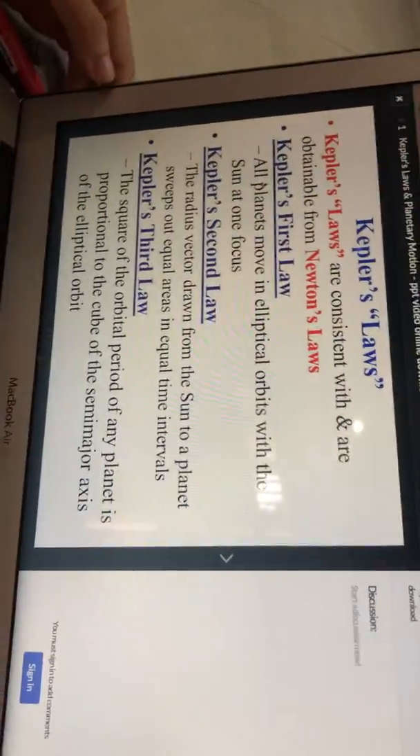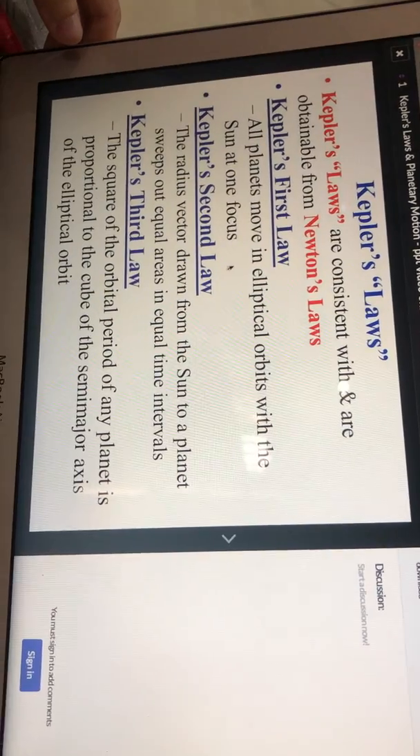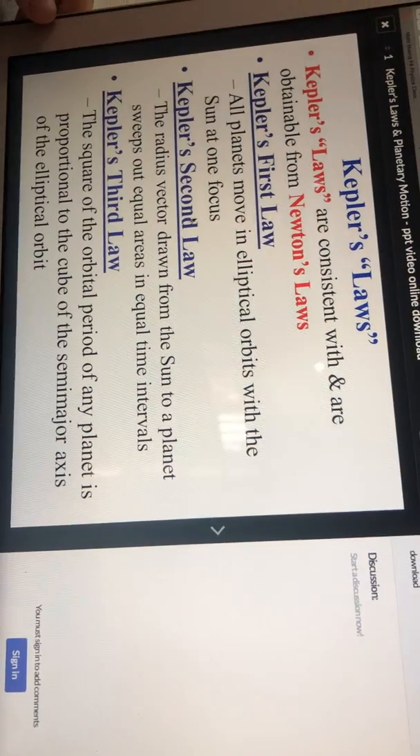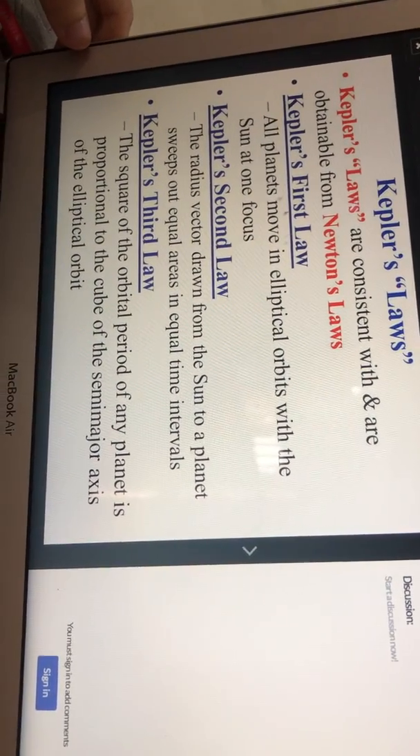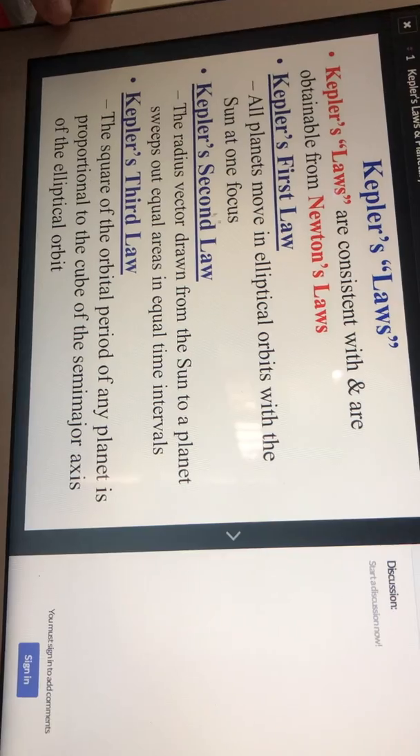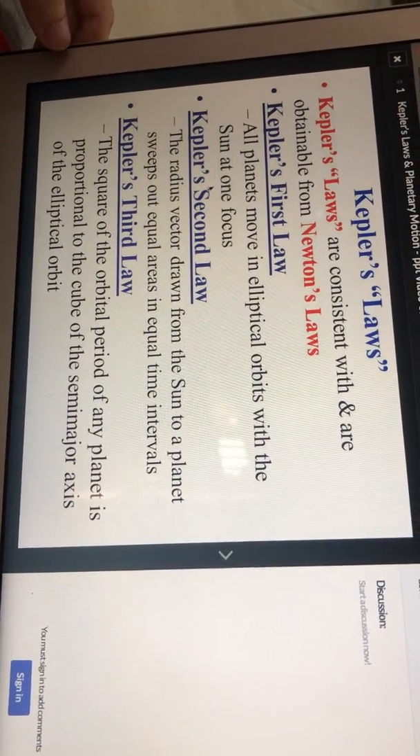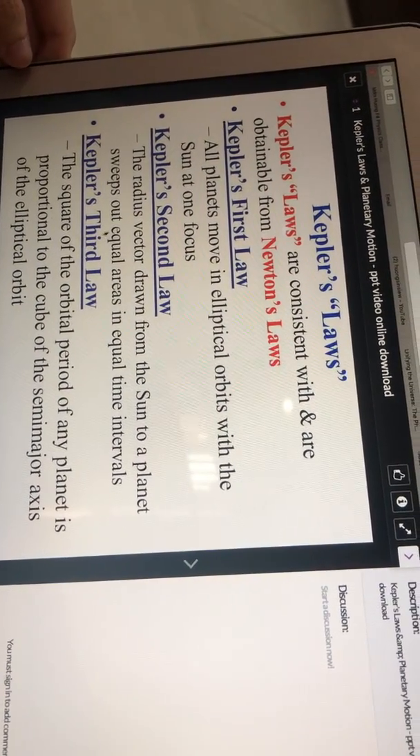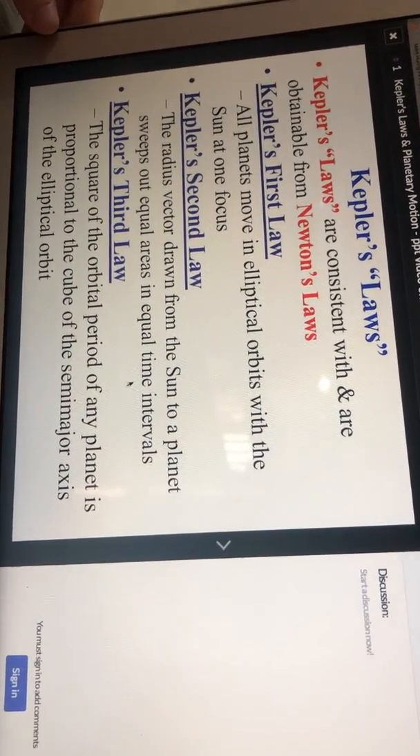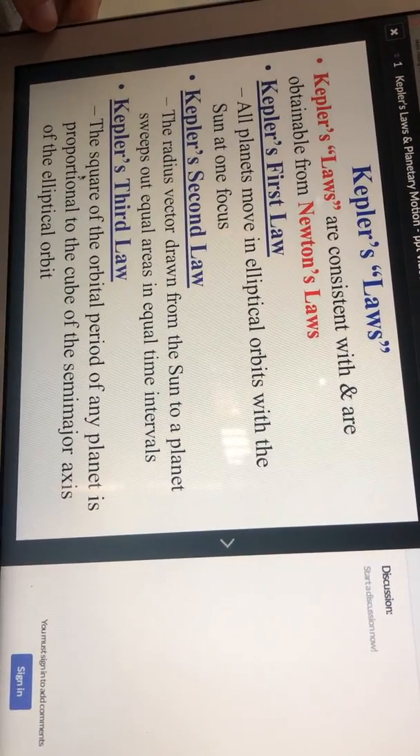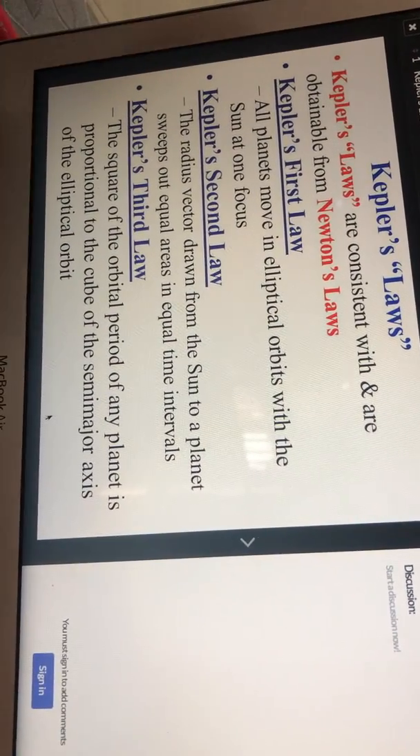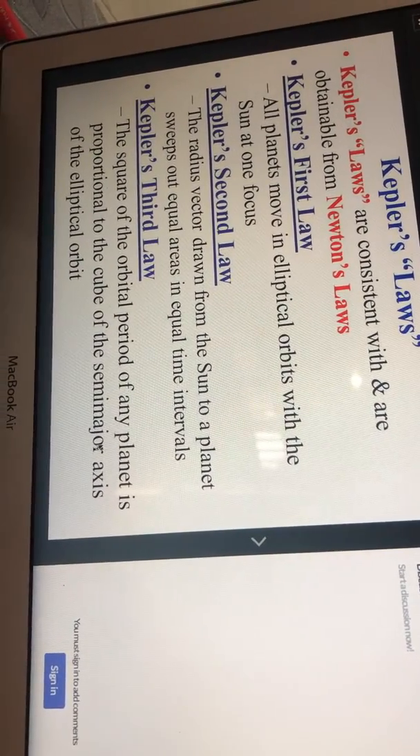The first Kepler law says that all planets move in elliptical orbits, where the Sun is one of the foci. Now we know that not all planets move around the Sun, only those in the solar system. Kepler's second law says that the radius vector drawn from the Sun to a planet sweeps equal areas in equal time intervals. The third law says that the square of the orbital period of any planet is proportional to the cube of the semi-major axis of the elliptical orbit.